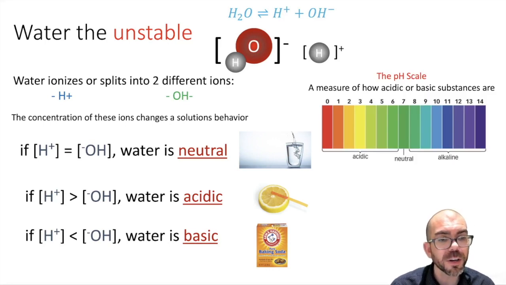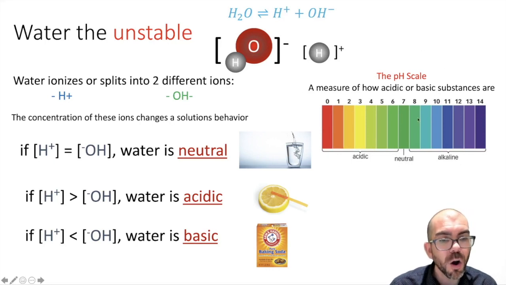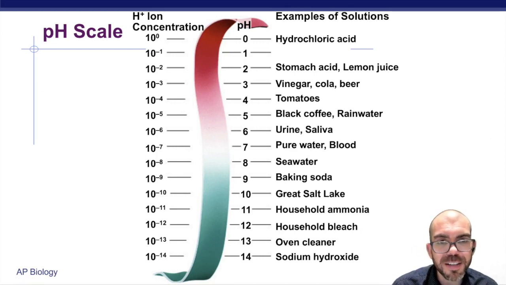When we're measuring how acidic or basic a substance is, we're really measuring these dissociated ions. Is there more hydrogens? You're an acid. Are there more hydroxyls? You are base. Is the amount the same? You are pure neutral water. Here are just examples that we'll encounter in this class.